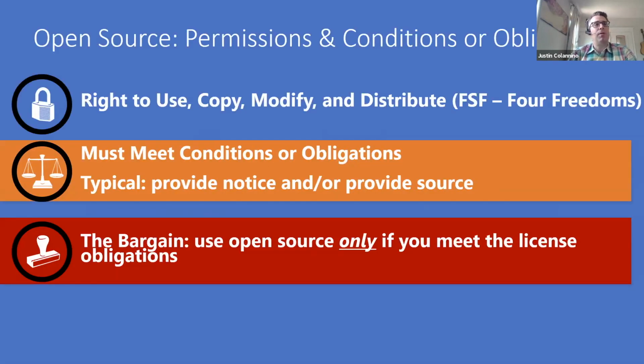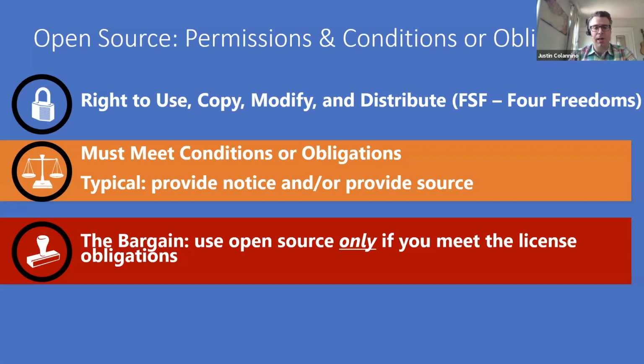So the permissions in open source software are all the same. They're the OSI approved permissions granted by the open source definition. Those are also similar to the Free Software Foundation's 4 freedoms. They're the rights to use, copy, modify, and redistribute the software. You can do all of those things. Basically, take the software, do whatever you want with it, essentially. Need to meet some conditions or obligations.